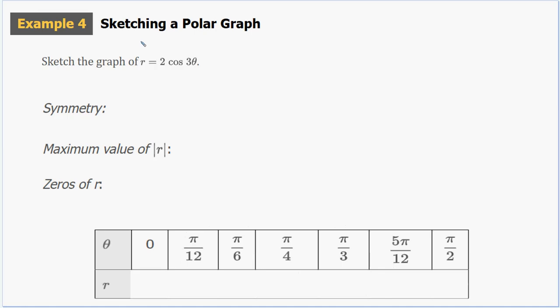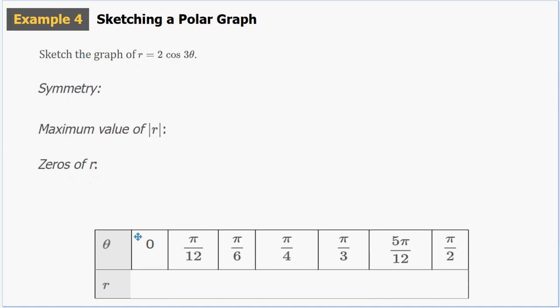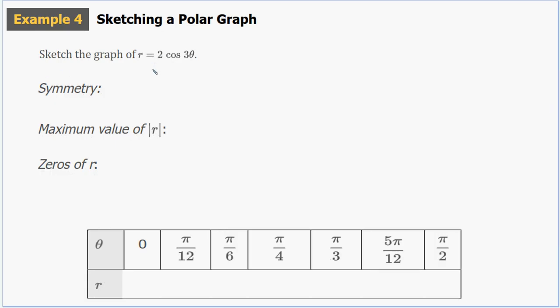Example 4, sketch another polar graph. Again, this will be our last one for the day. So, symmetry. We've got a cosine wave. So cos wave tells me it's going to be x-axis or polar axis symmetry. And I guess I should have had that down here for symmetry.